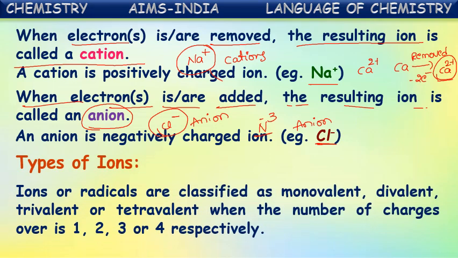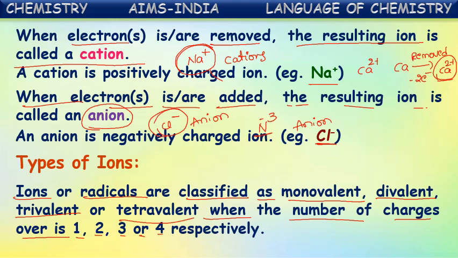Types of ions. We have seen different types of ions. Ions or radicals are classified as monovalent, divalent, trivalent or tetravalent when the number of charges is 1, 2, 3 or 4 respectively. Let us see here Na plus. It has only one positive charge, so this is called a monovalent ion. Whereas calcium has plus 2, meaning it has two positive charges, so it is called a divalent cation.